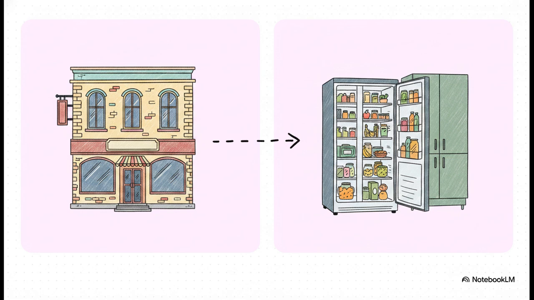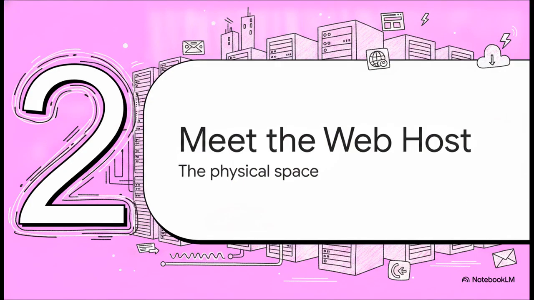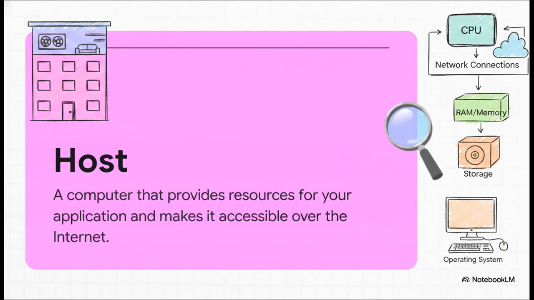But the kitchen cabinets and the massive walk-in refrigerator, that is your database. You see, the building gives you the operating environment, but the cabinets are where you efficiently organize and store your actual ingredients. So in the digital world, the host provides the raw computing power, and the database provides the organized storage system inside it. Now that we have that mental model locked in, let's move right into Section 2, meet the web host.